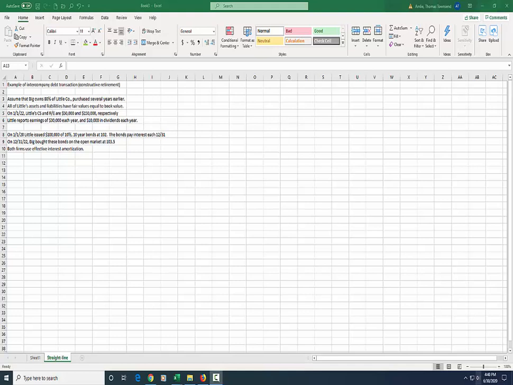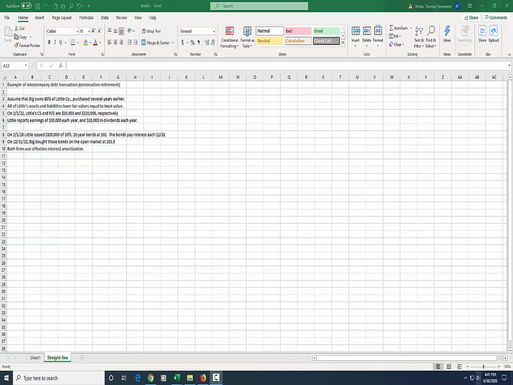In any event, assume that Big owns 80% of Little Company, which was purchased several years earlier. All of Little's assets and liabilities have fair values equal to book value. At the beginning of the current year, January 1st, 22, Little's common stock and retained earnings are $50,000 and $150,000 respectively. Little reports earnings of $30,000 each year and pays $10,000 in dividends each year.